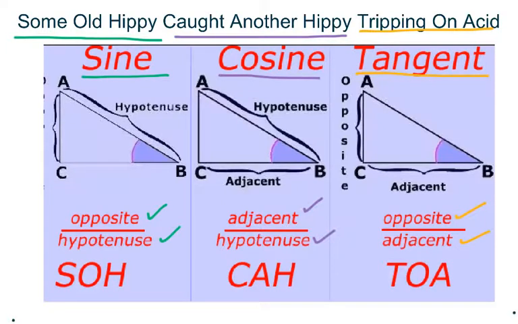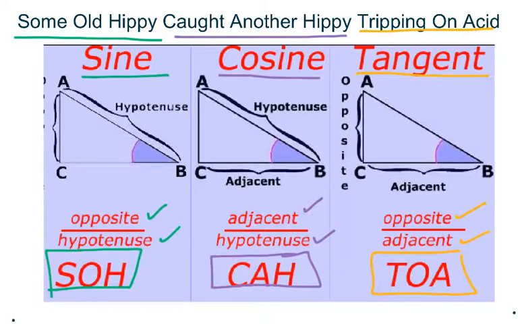So here's what we have. Some old hippie, sine is opposite over hypotenuse, and then caught another hippie, cosine is adjacent over hypotenuse, and then the last one, tripping on acid, tangent is opposite over adjacent. That sentence is just so you can remember how to set up the three different trig ratios: sine, cosine, and tangent.